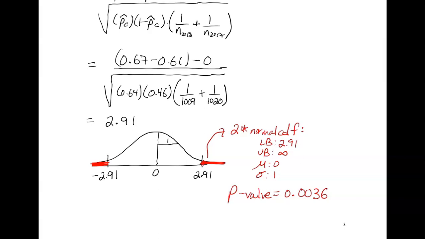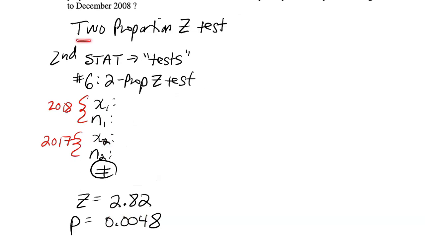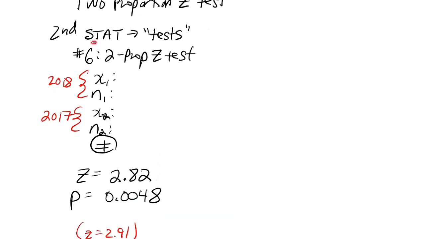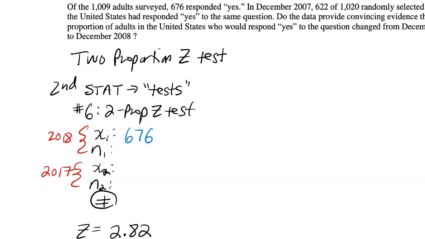Now, that's using the massive formula. I probably would suggest staying away from that unless you're really confident that you got your numbers right. I'd probably save time and mistakes if you just use your calculator to do a 2-prop z-test. That's under Second Stat. Scroll over to Tests. And on my calculator, it's number 6, 2-prop z-test. You're going to put in your X number of successes from 2018. That was 676. Your sample size is 1009. And then 2017 was next.